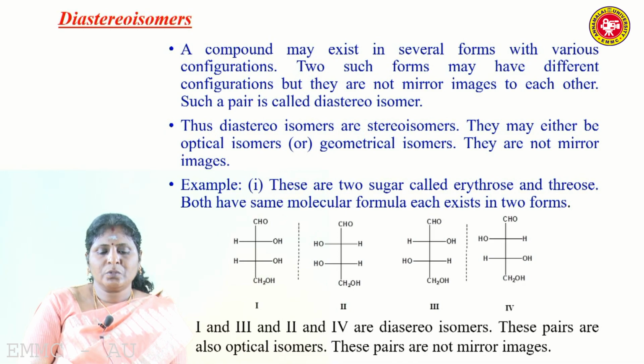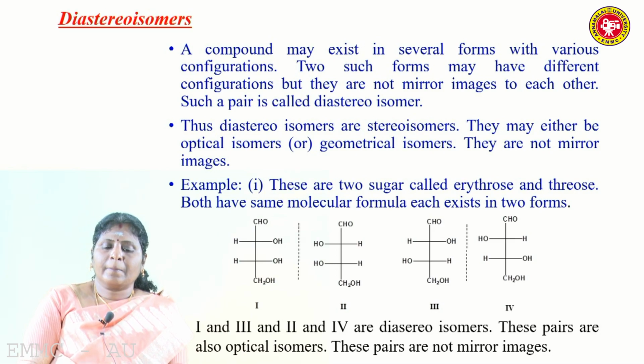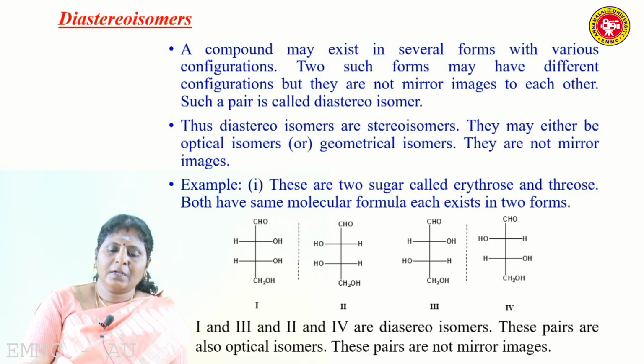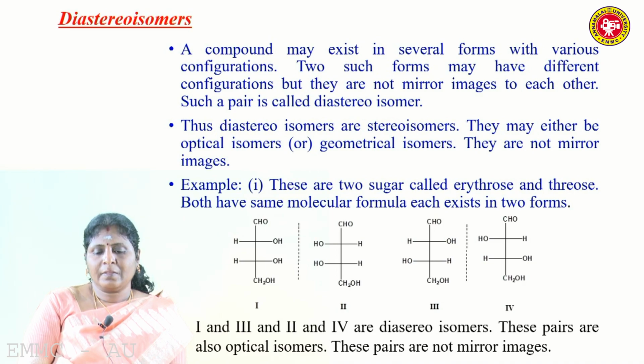Structures 1 and 2 are erythro. 3 and 4 are threo. In the case of the erythro isomers, 1 and 2 are found to be mirror images of each other, but not superimposable mirror images. So they are said to be enantiomers. Like that, 3 and 4, the threo pair, are also found to be mirror images and are non-superimposable to each other. But structures 1 and 3 are not mirror images of each other.